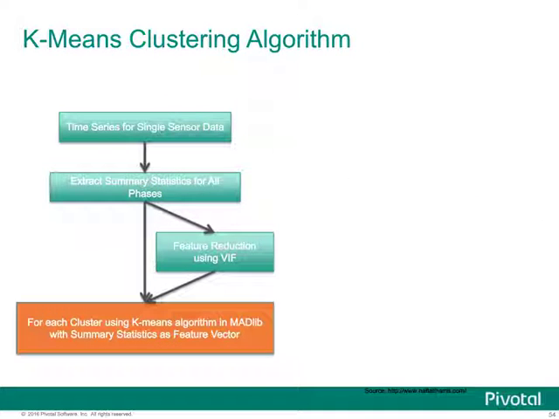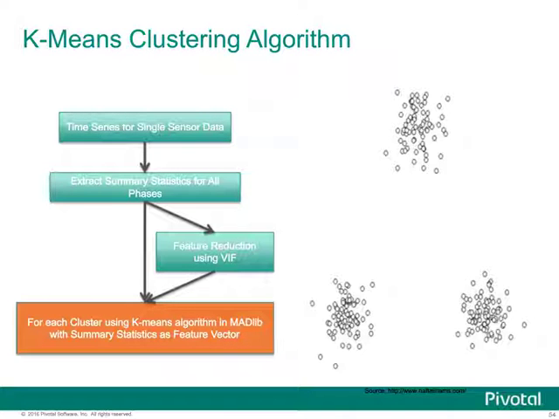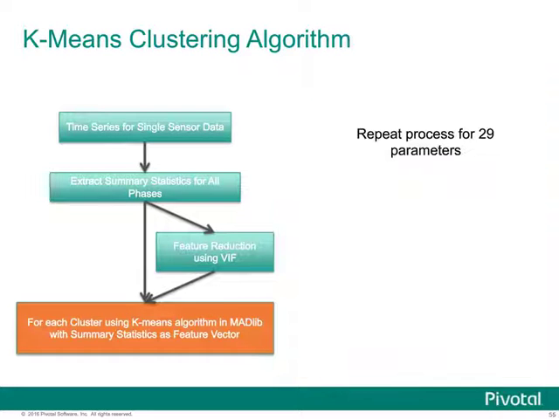And then there was some feature selection. I won't go into details about that today, but after the feature selection, we used MADlib's k-means algorithm to run the modeling. And this is all done in database. And you repeat this model for the 29 other parameters. So at the end, you end up with 30 different k-means clustering models, one model for each unique sensor parameter.